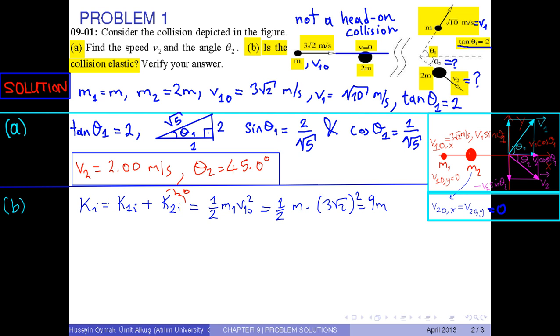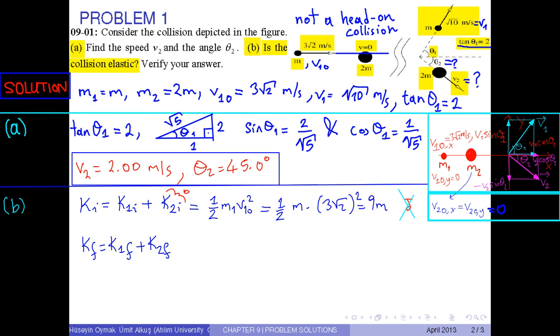Now, we put the corresponding values into this equation to get 1 over 2 times m times 3 times square root of 2 squared, which is calculated to be 9m. Here, if you notice, we don't write the unit of the energy, since the result is not numerical.